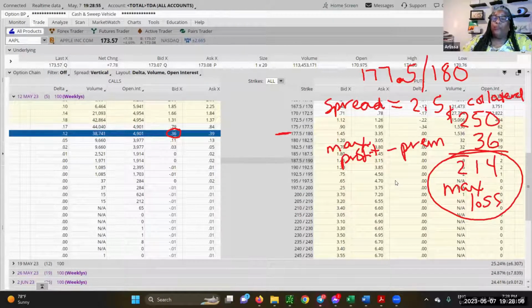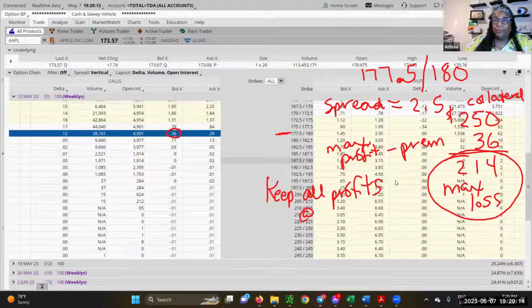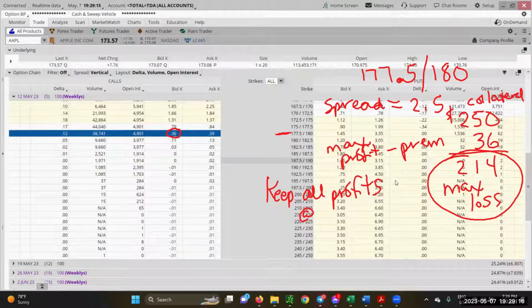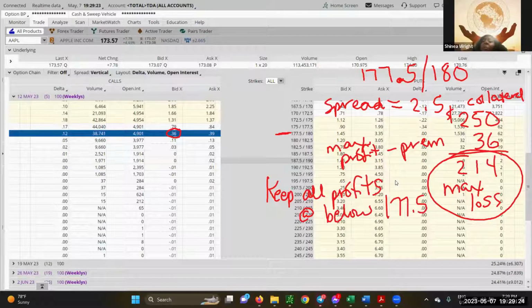So when do you keep all of your profits? What price does it have to be at to keep all your profits? $180. That high? No, below 177.50. Below 177.5. Yep. As long as you're below the lowest sell price, you keep all your profits.